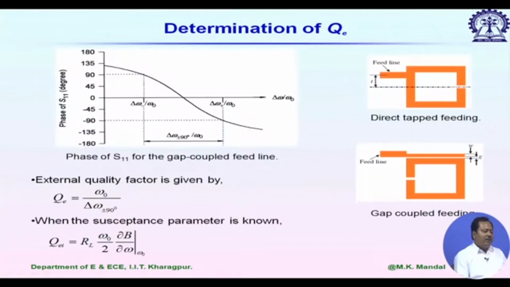Then once you have the resonance frequency, you note down the phase value at the resonance frequency. Let us say it is plus 10 degree. Then you go to the left-hand side, plus 90, so plus 100 degree, and the right-hand side, minus 90, so minus 80 degree. Note down these two frequencies, and then you have delta omega plus minus 90, and calculate Q external.